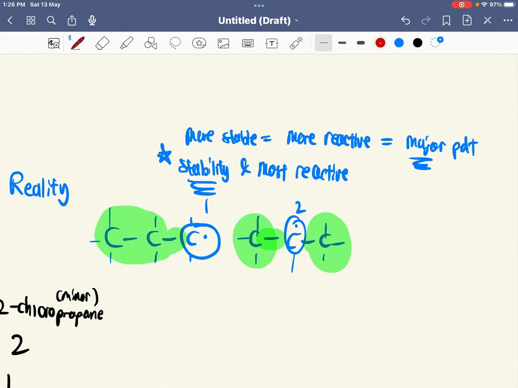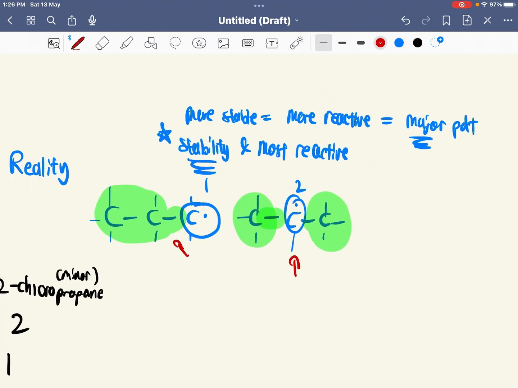So another rule of thumb that you can compare is that of the 3 groups attached to my carbon radical, 2 of them on this second carbon are alkyl groups, whereas only 1 of them is an alkyl group on the first carbon, the other 2 being hydrogen atoms. So you can tell there's more difference. So what does it mean when I have more electron donating EDG alkyl groups? Okay, but don't write ED in the exam, just say EDG alkyl group.